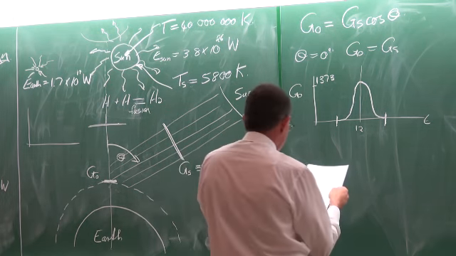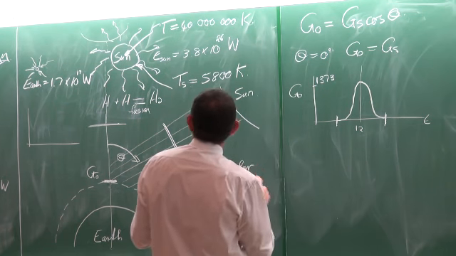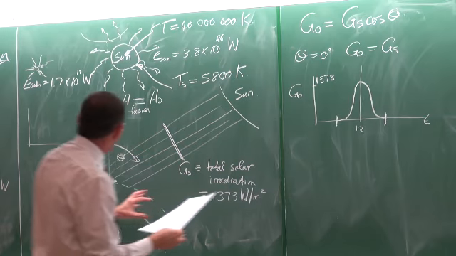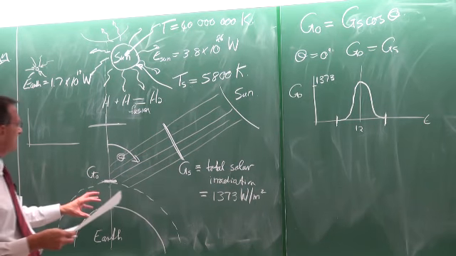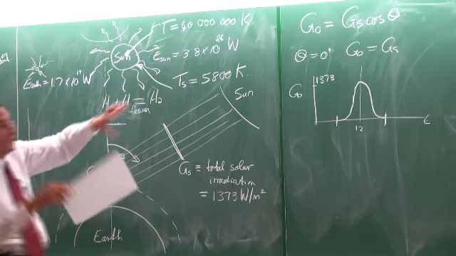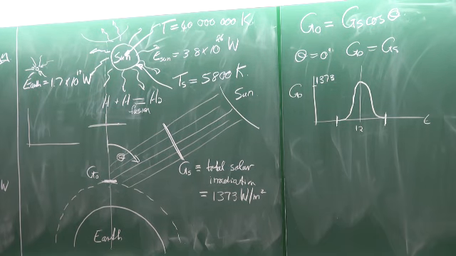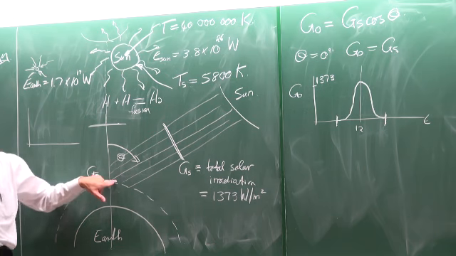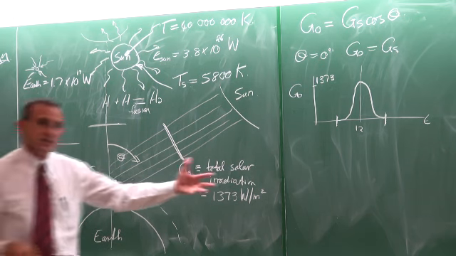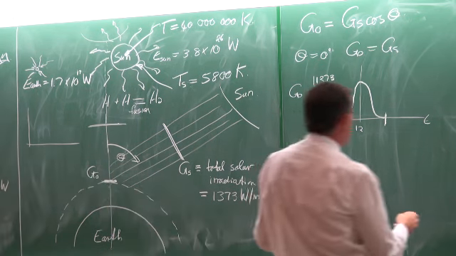Now, if we go and do an energy balance in terms of radiation, now that we know how far the Earth is from the sun and how much energy is being radiated by the sun, we can actually calculate the temperature of the sun if we do this measurement of 1,373. So let's check it in terms of an energy balance.